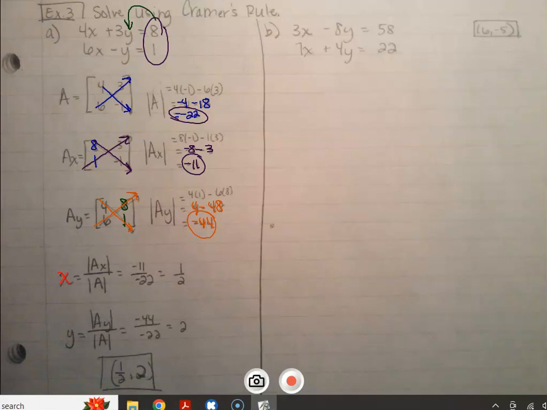So to find x, it's the determinant of A sub x, which is negative 11, divided by the determinant of A, which is negative 22, and we get 1/2. To find y, it's the determinant of A sub y, which is negative 44, divided by the determinant of A, which is negative 22. And so we get 2 for our y value. So we write it as an ordered pair, 1/2, comma, 2.